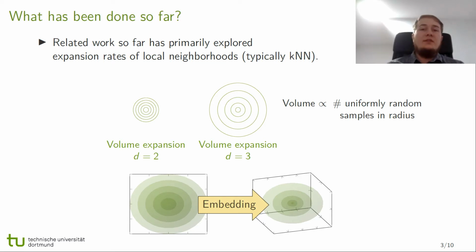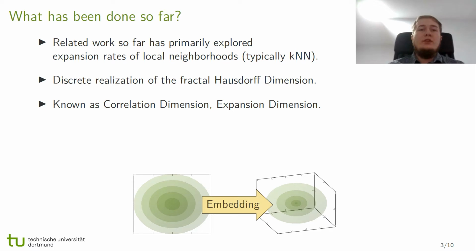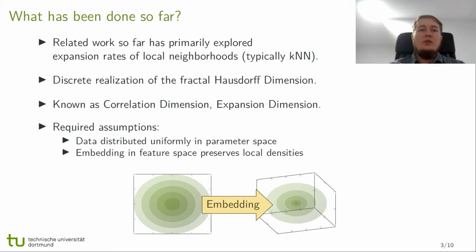These approaches can be understood as the discrete realization of Hausdorff dimension and are known under names such as correlation dimension or expansion dimension. As these approaches are measures of distance, they entail the two core assumptions that the data should be uniformly distributed in parameter space and that the embedding into feature space preserves local distances and therefore densities. This is not a complete overview of our related work, which also encompasses approaches like local principal component analysis and others. Yet in benefit of brevity, we focus here on correlation dimension due to its likeness to the well-understood continuous measures like Hausdorff dimension and extensive theoretical and empirical research.